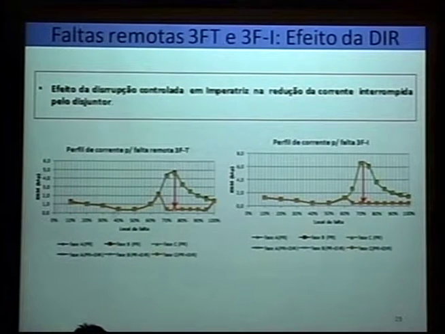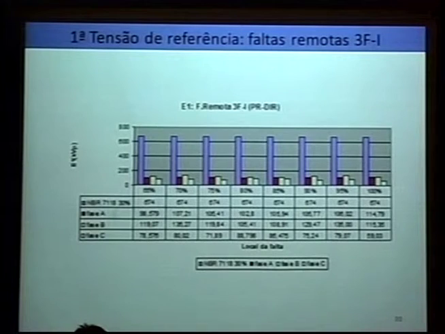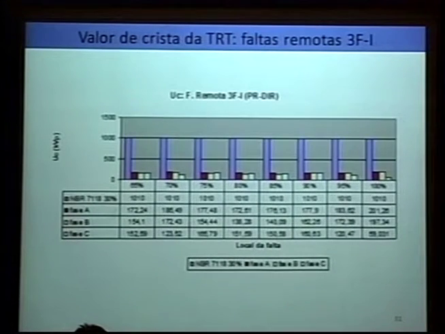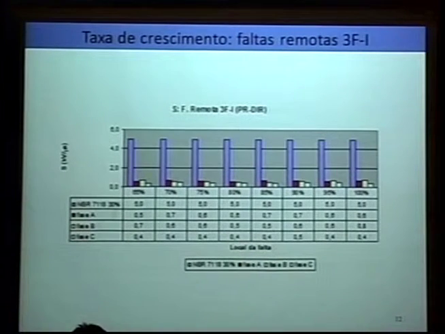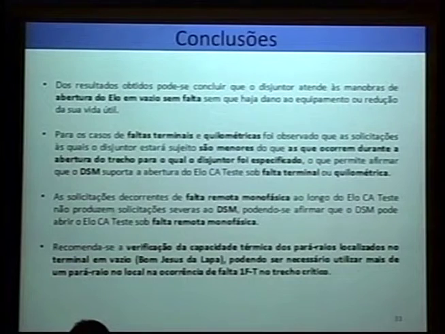This is the same graph presented before, but with this reduction in the insulation distance. Remember that a three-phase fault in the Imperatriz region is not severe for the circuit breaker, so I can reduce the level of the current, and with that, the TRV, I can obtain smaller TRV parameters than the ones in the standard. Remember that this fault has a very low probability of occurrence. Here I present the crest value for the TRV with the reduced insulation distance, and the growth rate. And all these values are below the standard values.